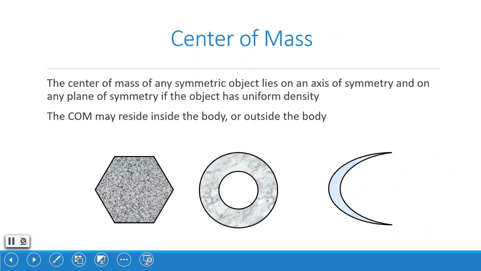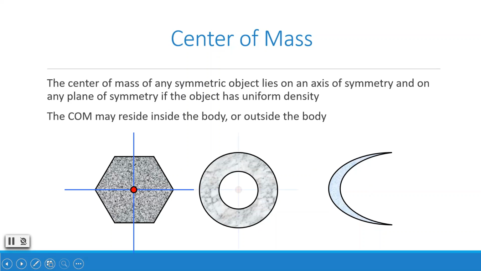Now the center of mass, if you have a symmetrical object, is going to be on the line of the axis of symmetry. So the center of mass can be inside the object or outside. So when you take a look at these different objects, with this hexagon right here, the center of mass is actually going to be dead in the center of the hexagon.